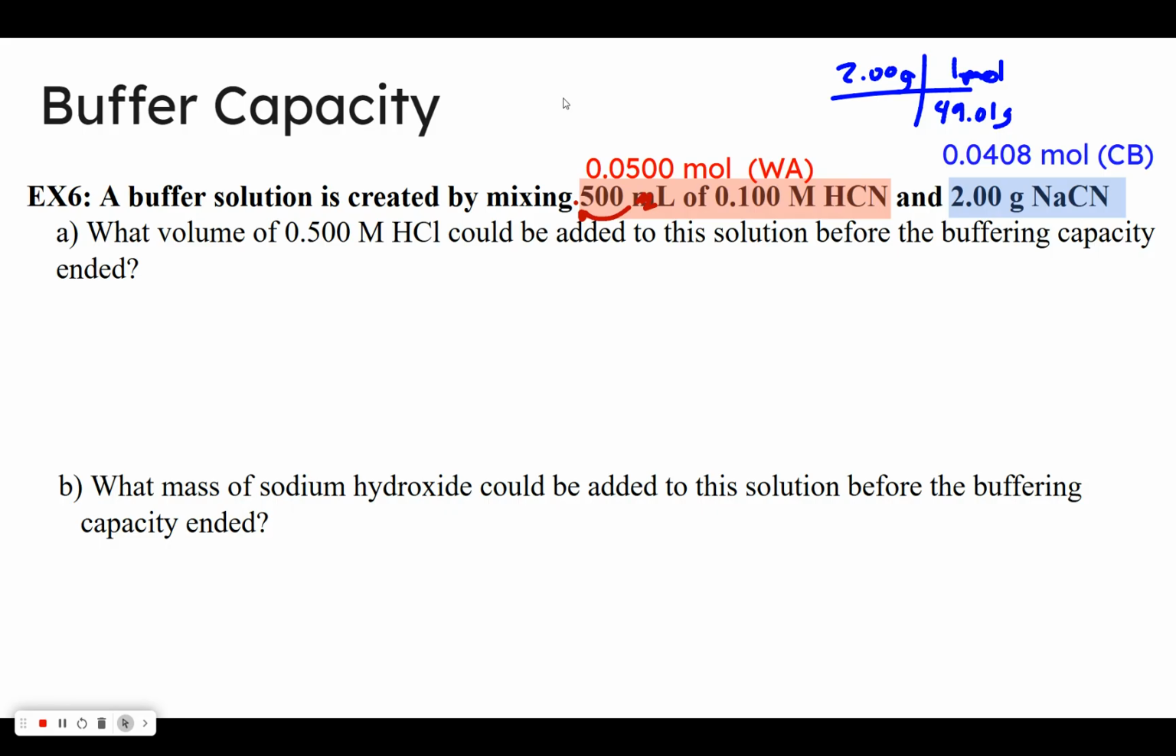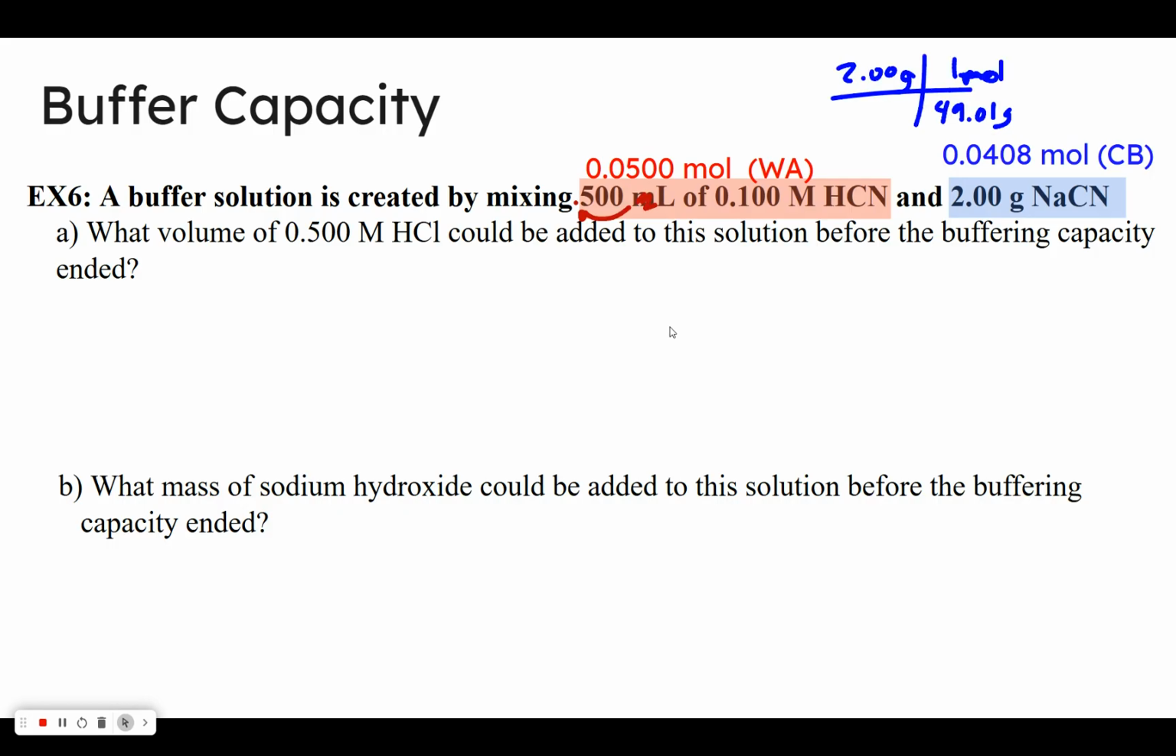So if we actually read through part A with this buffer solution, it asks us what volume of 0.5 molar hydrochloric acid could be added to this solution before the buffering capacity is ended. And so at this point, what we need to do is figure out what this HCl is going to be reacting with in our buffer. And because HCl is an acid, a strong acid at that, it's going to be reacting with the base component.